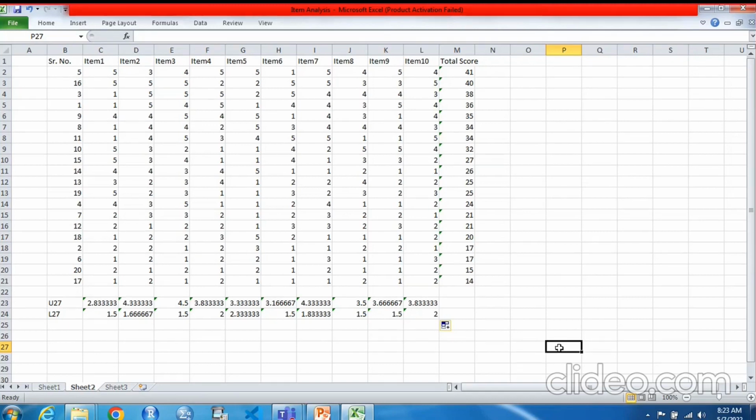Now we simply calculate the index, which is the discrimination index. I'll just go here: top 27% average rating.